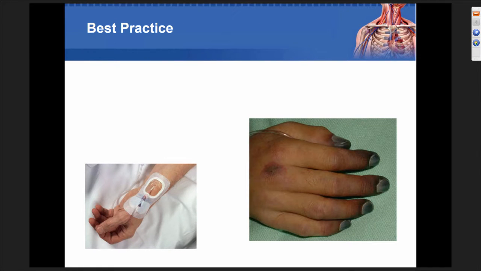So from a best practice standpoint, there's my looped thumb. See that over the thumb? Look, as soon as he bends his hand, that's going to bend forward and kink that line. Also, the catheter is going to piston because it's not actually quite in all the way. You can see a lot of catheter hanging out.